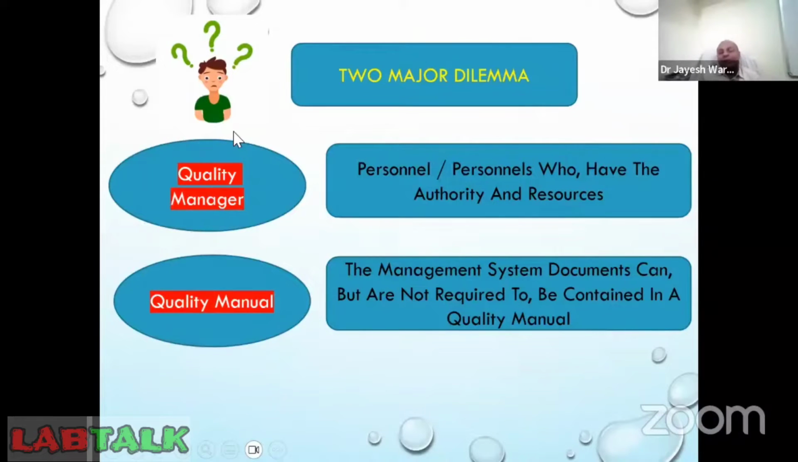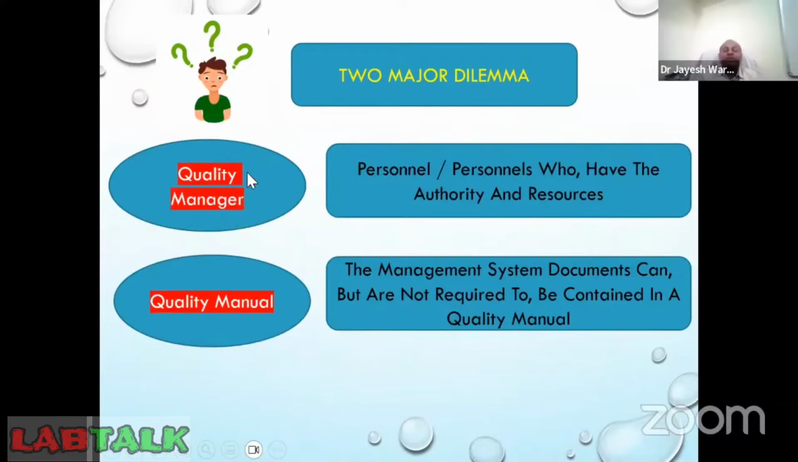Then many people come to me with a dilemma: whether a quality manager is required or not, and who will perform the function of the quality manager. Whether a quality manual is required or not, and where we are going to mention the policies and procedures if there is no quality manual. So here we are going to make these two doubts clear.